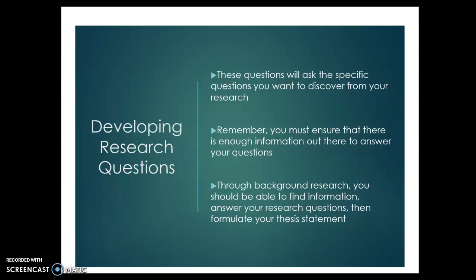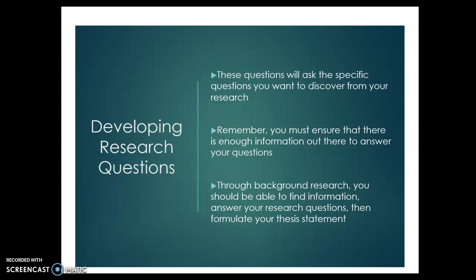Research questions are huge. They are very important. These questions are going to ask the specific questions you want to discover from your research. Remember, you must ensure that there's enough information out there and enough academic sources to answer your questions. So we always have to remember purpose, right?